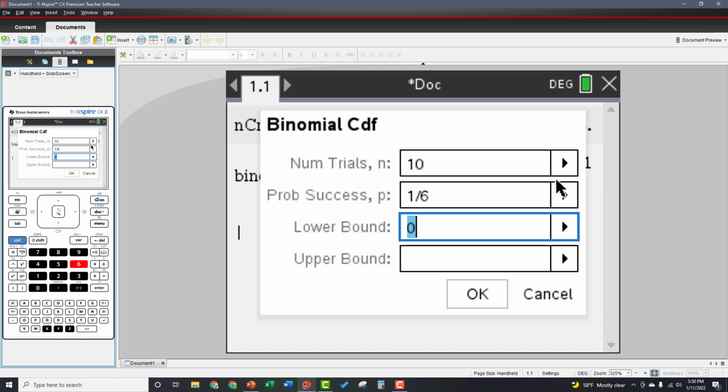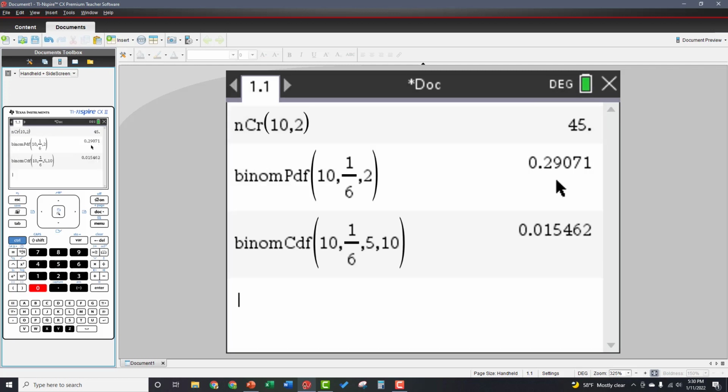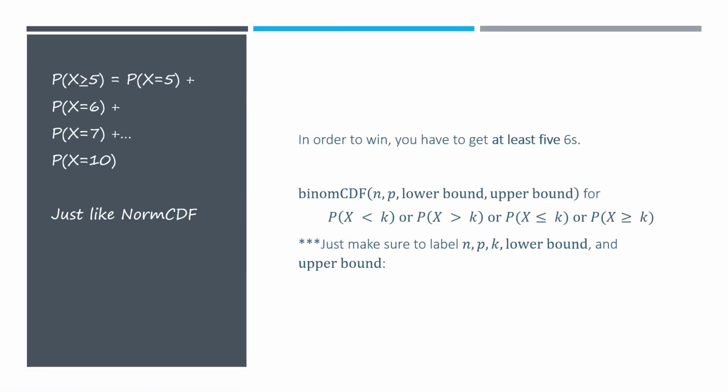Well, we said you have to get at least 5 sixes in order to win. So that means the fewest number of sixes we'd want to see is 5. That's our lower bound. Now we can get up to a total of 10 sixes because that's the total number of times we're rolling the die. So our upper bound is 10. Go in and enter, and you get your result. Surprisingly, we get a pretty small probability of only about 1.5%. Why is that? We're including more outcomes, right? So we should see a larger probability. Well, this just goes to show how difficult or unlikely it is to get several sixes or several of the same outcomes.